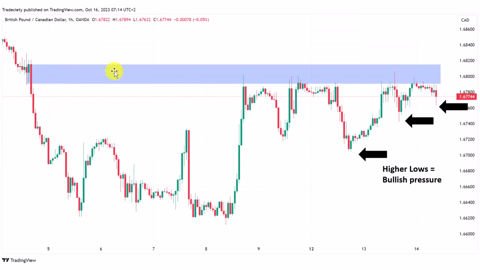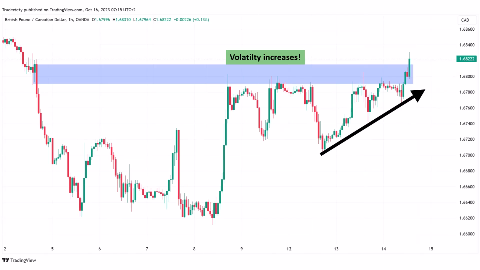You would expect a lot of selling interest here in this supply area. But as the supply and the selling interest is waning and becoming less and less of an effect, that could point towards a potential bullish breakout. And this is what we are seeing shortly afterwards. The breakout is happening here.